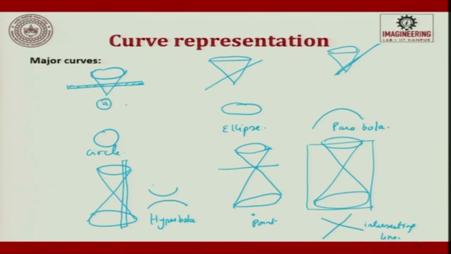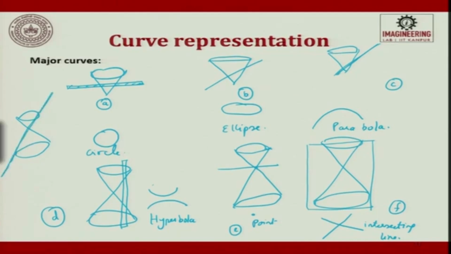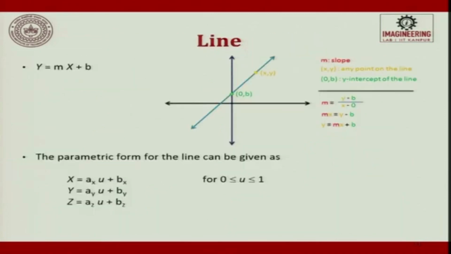Okay, so this was A, B, C, D, E, F, and I have one thing to do. Suppose I draw the same object and cut it along the same line here, then I get G as a line. So, I know how to create a circle, ellipse, parabola, hyperbola, point, intersecting lines and lines. These are the major curves with curve representation in it.